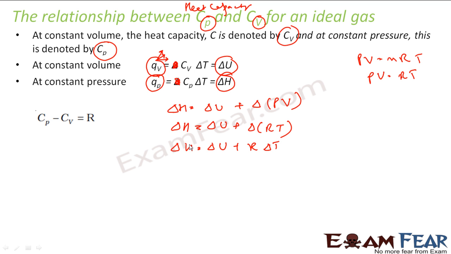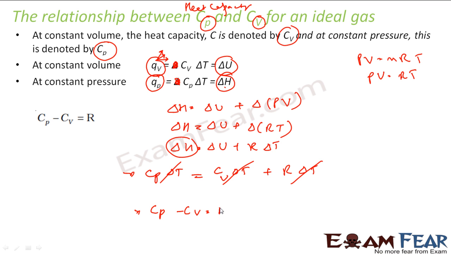So delta H is what? Delta H is Cp delta T. Cp delta T is equal to delta U, which is Cv delta T, plus R delta T. Delta T is common everywhere, so I can say that Cp minus Cv is equal to R. So heat capacity at constant pressure minus heat capacity at constant volume is the constant R. This is a good relationship between the heat capacity at constant pressure and at constant volume.